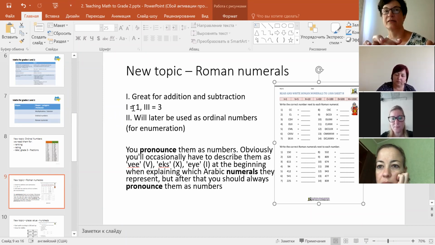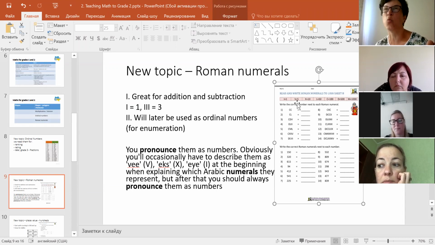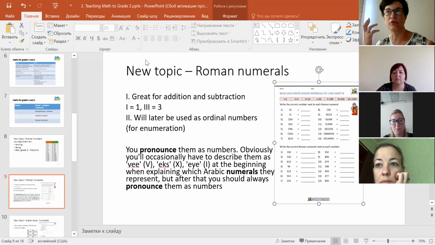Like I means 1, 1 plus 1 plus 1 is 3. So when we understand that V is 5, then we put I in front of V and it's 5 minus 1, which is 4, and so on and so forth. So Roman numbers are widely read in British maths. And I think it's good for increasing your general level of competences.